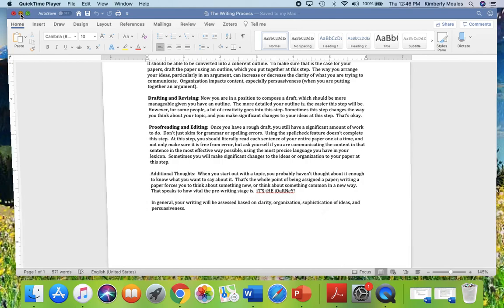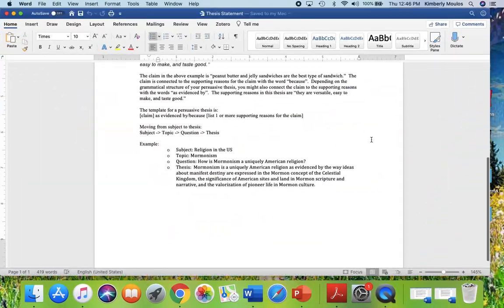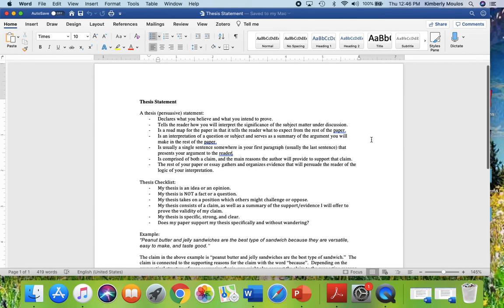Okay. So the next handout I want to talk about is on thesis statements. There are different types of thesis statements. Specifically for this class, I'm talking about persuasive thesis statements. There are such things as informative thesis statements, but for this class, since you're writing an argumentative paper, I'm specifically referring to a persuasive thesis statement. This handout is information that's relevant to persuasive thesis statements, but I'm just going to say thesis statements.